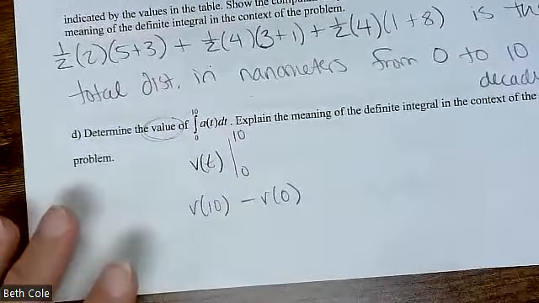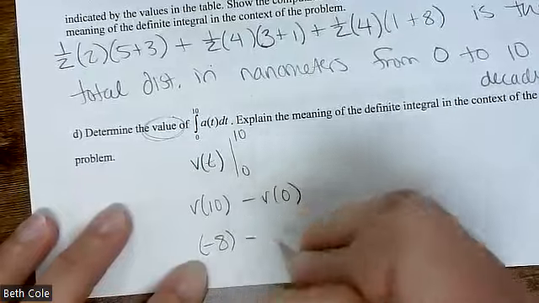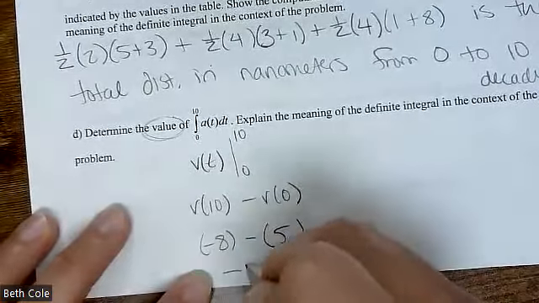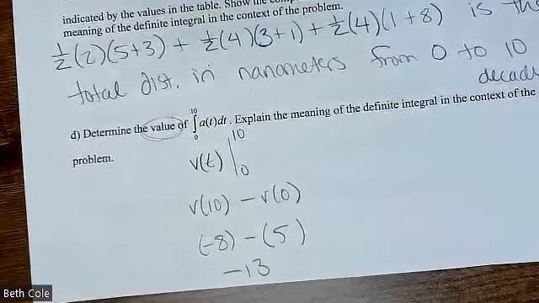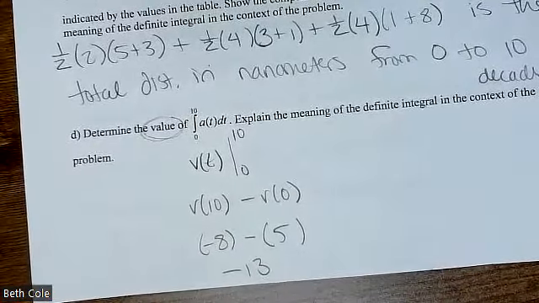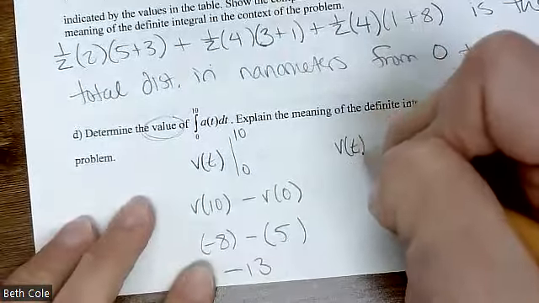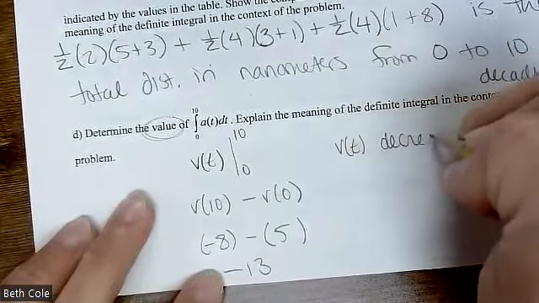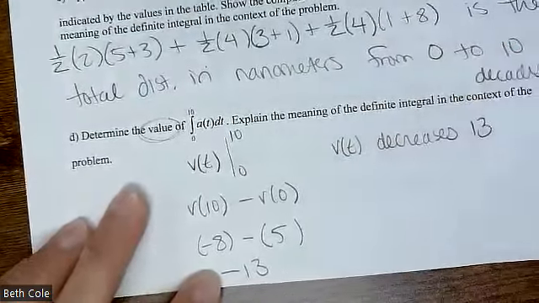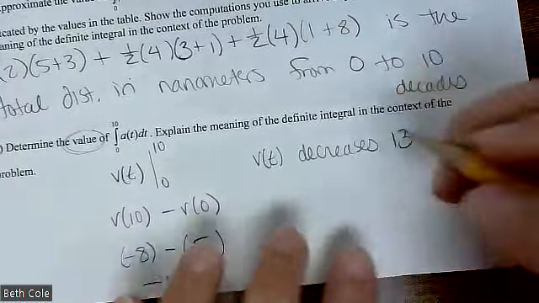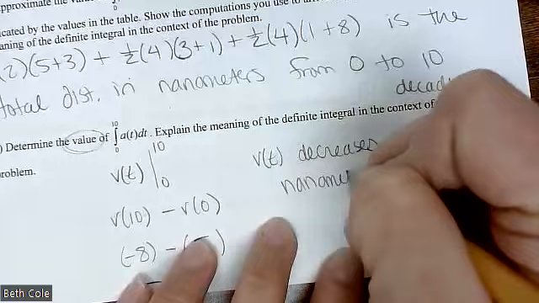Just go grab that from the table. -8 minus v of 0 is 5. So what is that? -13. Now it says to explain it. That's negative. So that means velocity is what? Velocity decreases 13 nanometers per decade.